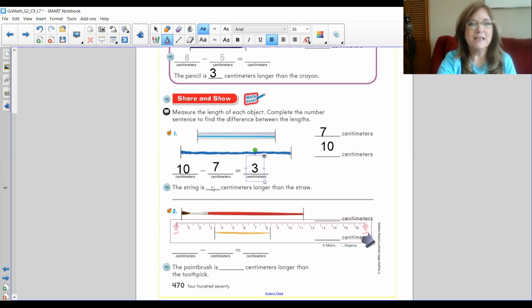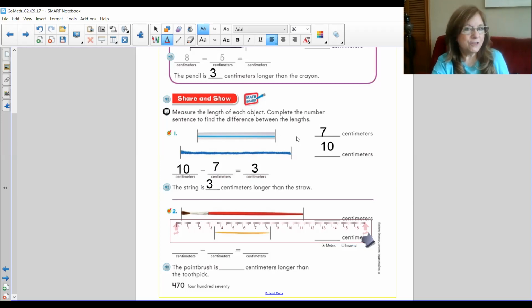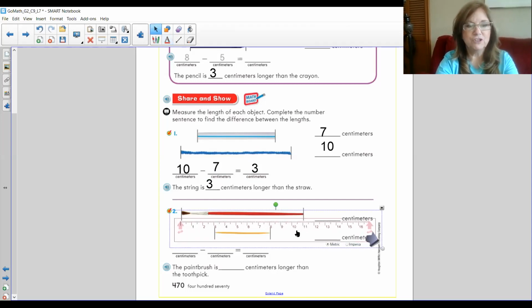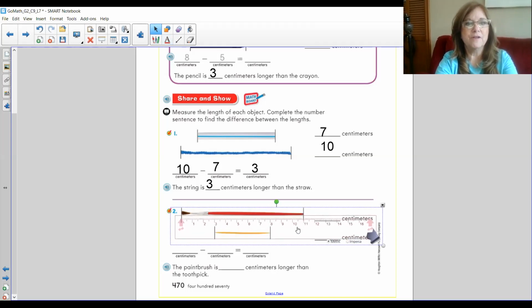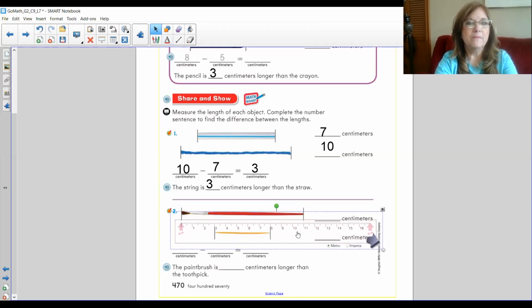Okay, so the string is 3 inches, not inches, centimeters. The string is 3 centimeters longer than the straw. So if we added 3 centimeters to the straw, the straw and the string would be the same length. Okay, so moving down, we have a paintbrush. So remember, we want to be on the centimeter side of our ruler, not the inch side. The numbers are close together, and we want to line up the very end.